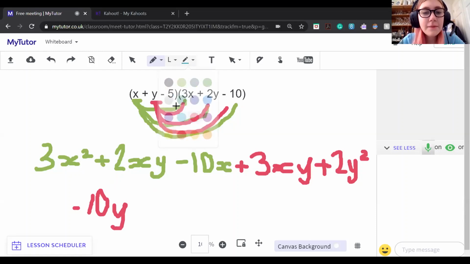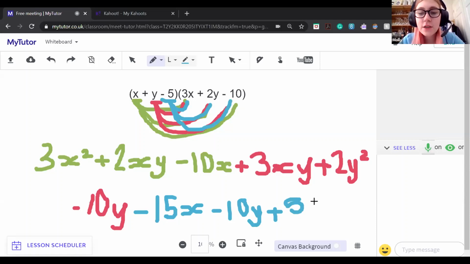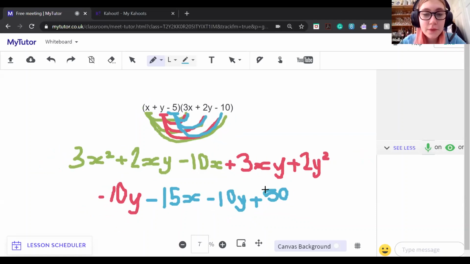And then finally, the last element of this bracket. Multiply it by the first one, minus 15x. Multiply it by the next one, minus 10y. And multiply it by the final one, plus 50. So you've got to be very careful with the negative signs in these. So here, because we have the negative times the negative, it becomes a positive.